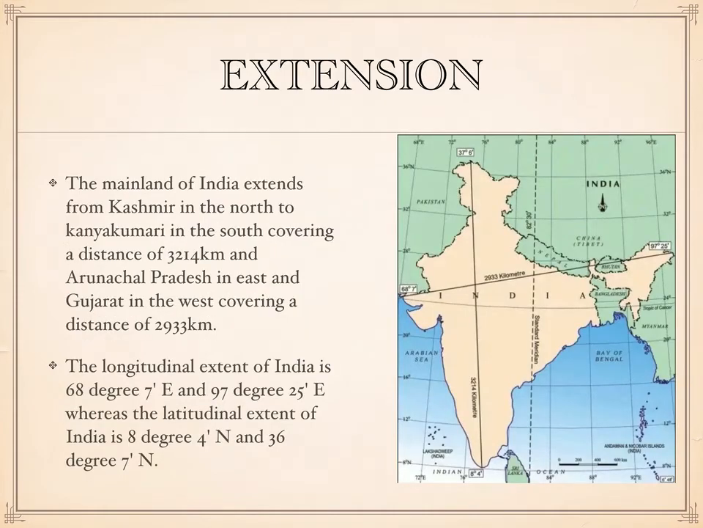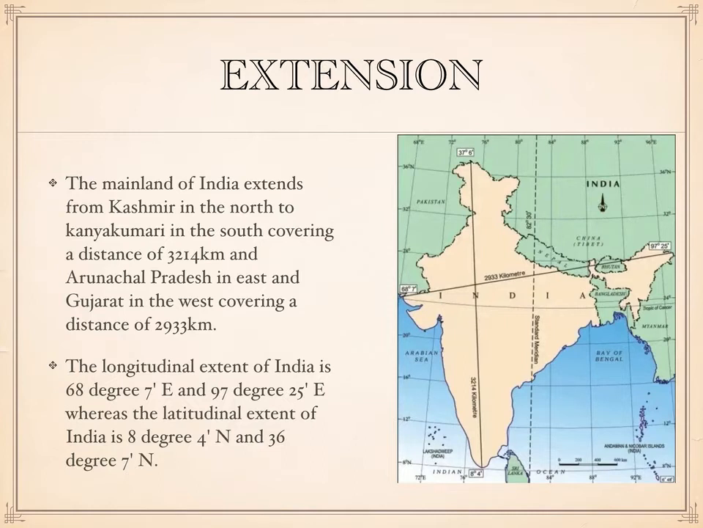Now let's talk about the extent of our country. We can see from the map that the extent of India is from Kashmir in the north to Kanyakumari in the south. It covers 3214 km, and from Arunachal Pradesh in the east to Gujarat in the west, it covers 2933 km. If we talk about the latitudinal extent, it starts from 37 degree 6 minute north to 8 degree 4 minute north in the south.